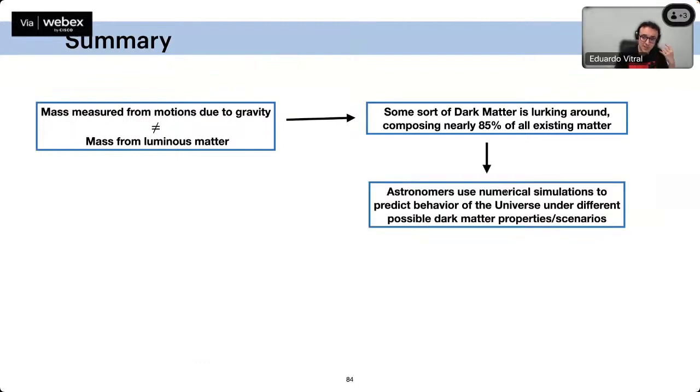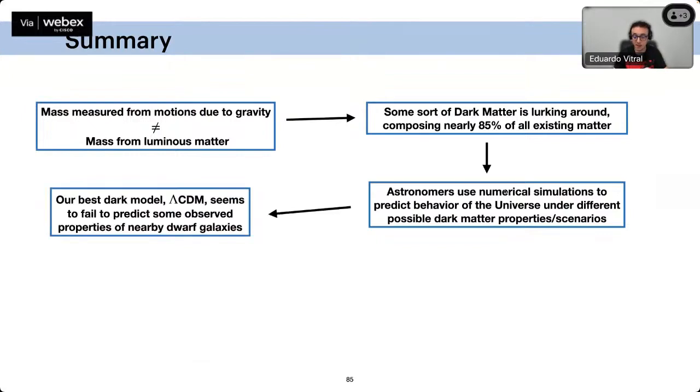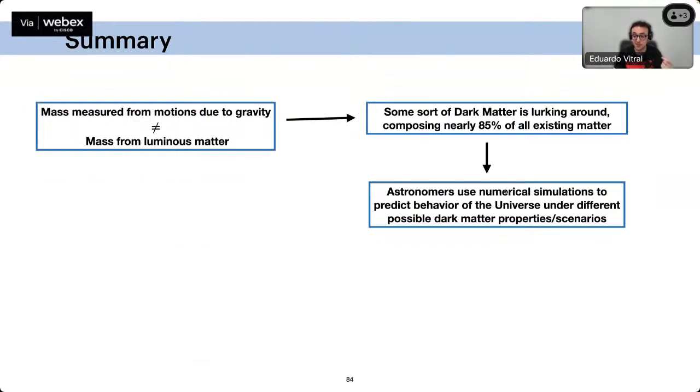Now, in order to try to understand what this dark matter is, astronomers have come up with very complex cosmological simulations that try to predict the behavior of the universe under different possible dark matter properties. And one of the things that these different properties told us is that dark matter seemed to be piling up in the center of galaxies and forming a very steep density profile that we call a cusp.